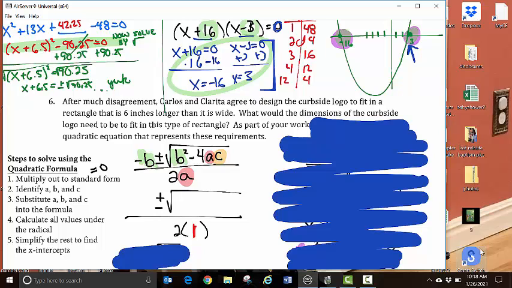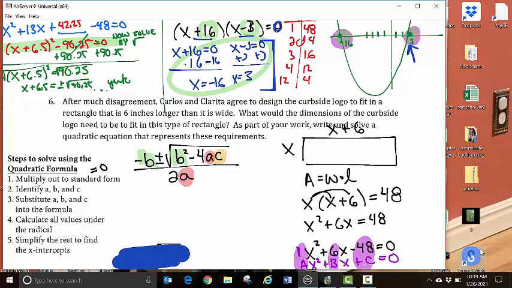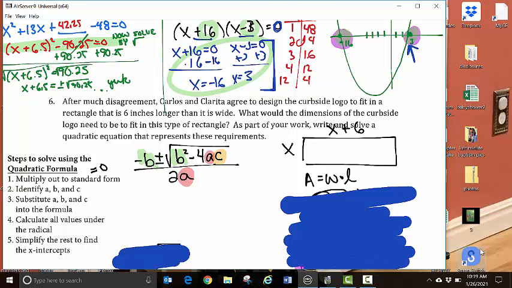Okay, look at your neighbors and see if you have the same thing. Okay, did you guys have this picture right here? Yes or no? Shake your heads. Did you have this? Yeah. The width is x and the length is x plus 6.